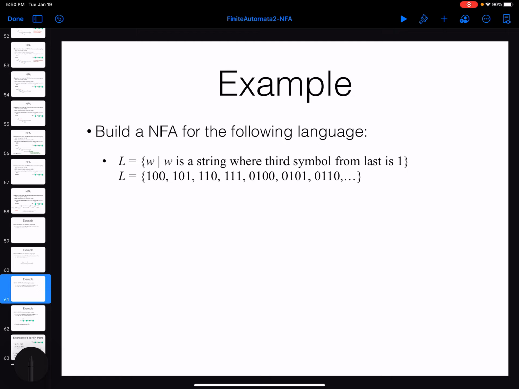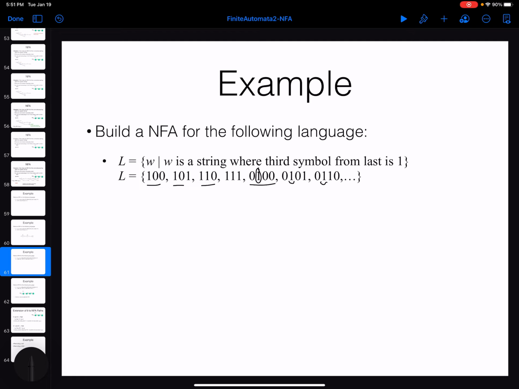Another example: build an NFA that represents the language of all binary strings where the third symbol from the end is going to be 1. So it actually just means that the length of the string is at least 3, right? Because it's saying the third symbol from the end. So all these strings are going to be in the language. You see that in all of them, the third symbol from the end is 1.